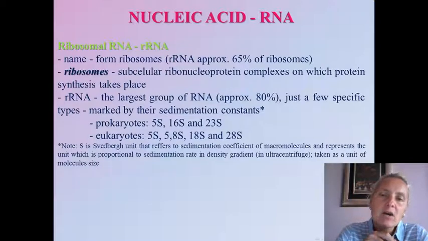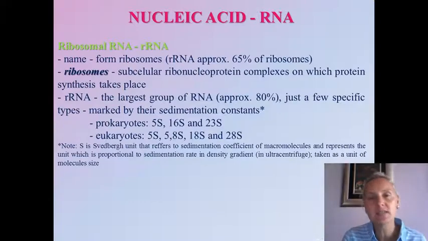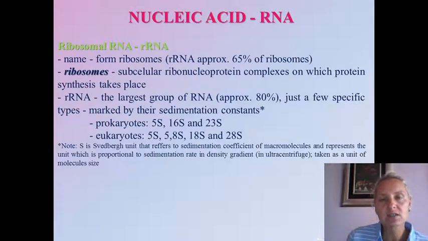And rRNA is the largest group of RNAs, approximately 80% of the total amount of RNA in the cell, but it has just a few specific types. In prokaryotes we have 3 types and 4 types in eukaryotic cells, and they are, as I have mentioned, marked by their Svedberg units or sedimentation constants.